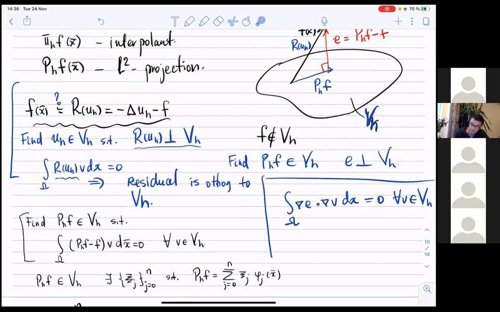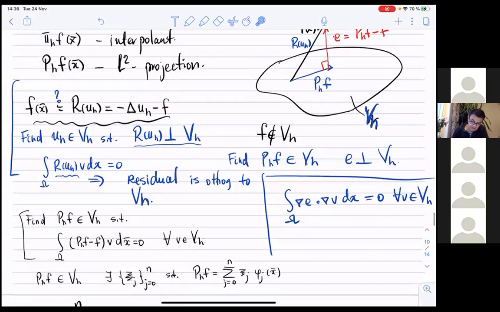And here, if you do one integration by parts, it's going to be the Laplacian of e, and this Laplacian of e will be the residual. So it is exactly that relation. So here there is a relation between L2 projection and the Galerkin finite element formulation.